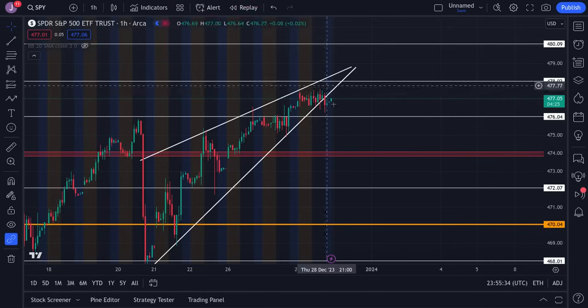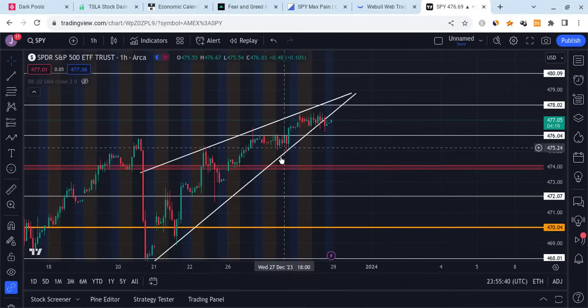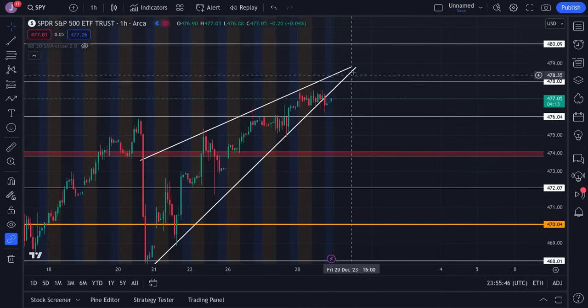All right. So could we push one more time tomorrow? Yes, but could there be a big rejection later? That's also going to happen likely in January. That is my view of the markets. I want to make that as clear as possible. All right, so watch resistance at 478. If we break this, you know, we could get very close to 480.